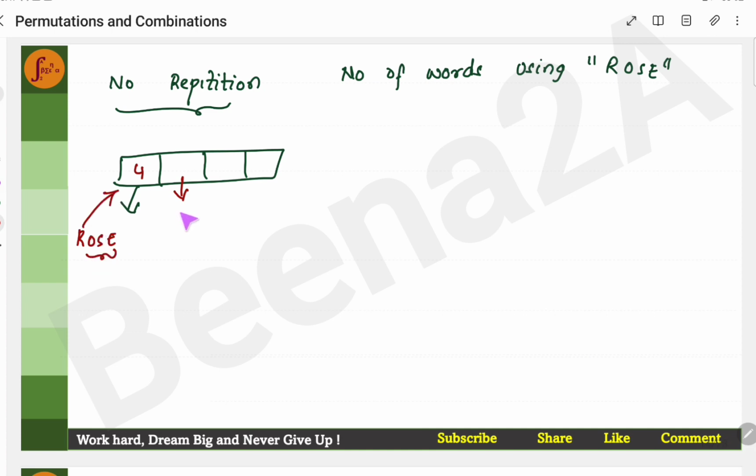Second box, I have chosen 1 letter. What is the remaining letters? 3. Now third box, I've chosen 2 letters. I'm left with 2 letters. So 2. Now fourth box, 3 letters are chosen, right? How many letters are left? 1. So basically now I'll multiply 4 into 3 into 2 into 1.